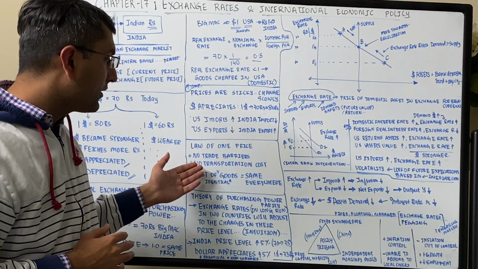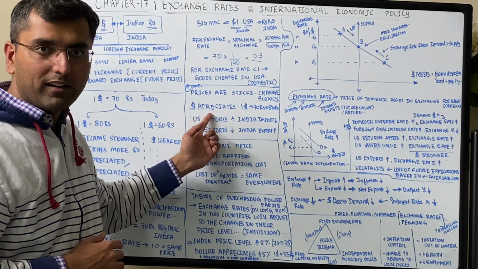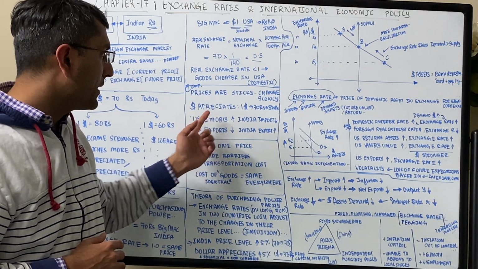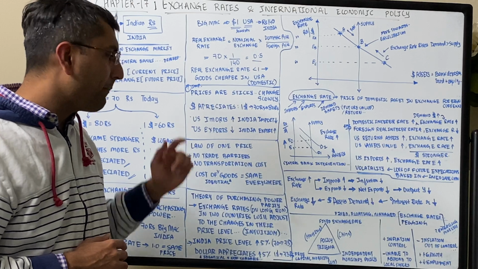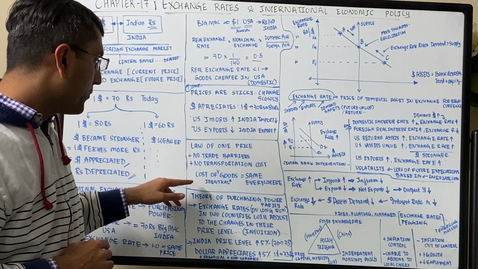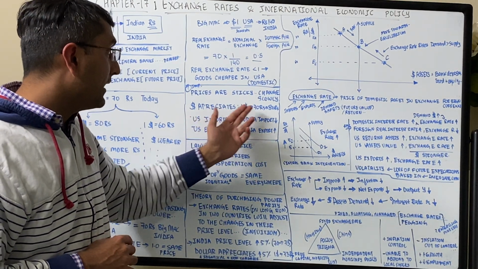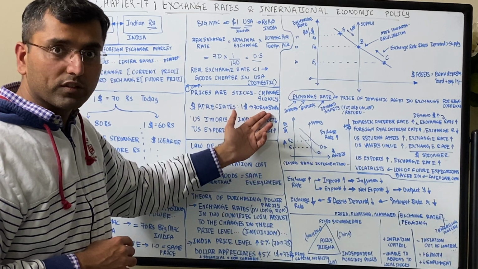So then what happens? When I start importing more, my currency appreciates, right? If I have more imports, my currency appreciates, and then eventually it balances out, right? If my currency appreciates, then I'll be able to buy more of those goods, right?